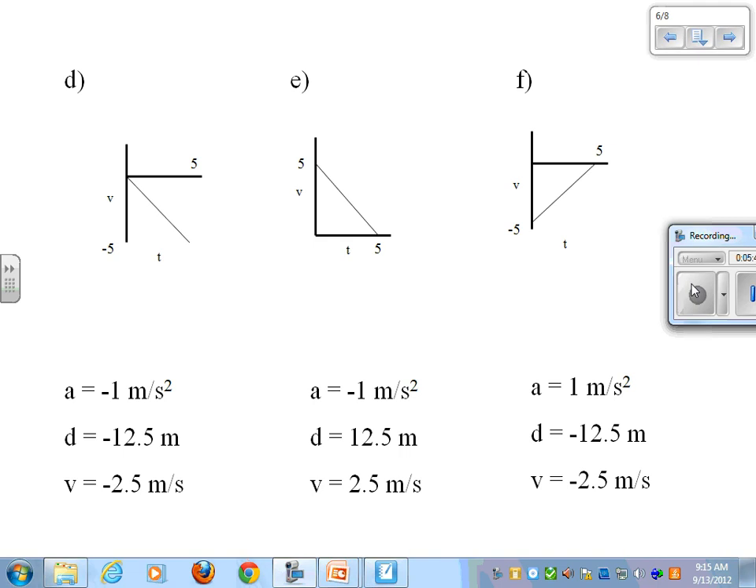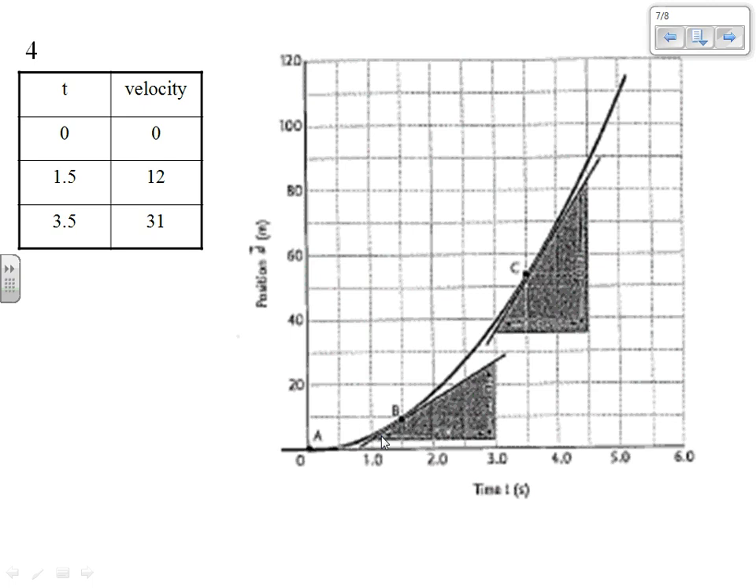Okay, now number 4, from the DT graph in figure 1.18, generate a corresponding VT graph. You have to go all the way back to chapter 1 to find that. I had to help a few people find that, but once you see it, they actually give you the slopes back there already. This is the graph that they're talking about, and if you look to the side, they did the slopes for you. The slope of 0, slope of 12, slope of 31.